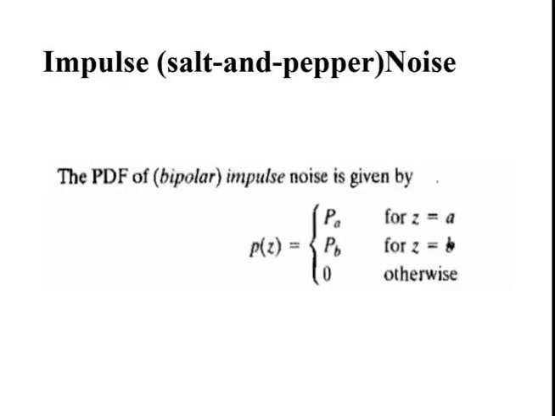If either Pa or Pb is 0, the impulse noise is called unipolar. If neither probability is 0, and especially if they are approximately equal, impulse noise values will resemble salt and pepper granules randomly distributed over the image. For this reason, bipolar impulse noise also is called salt and pepper noise. Data dropout and spike noise are also terms used to refer to this type of noise.